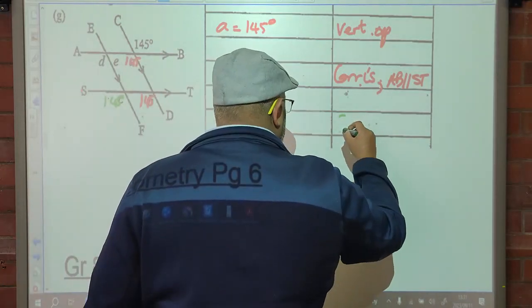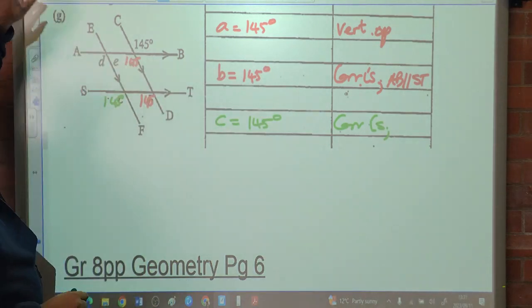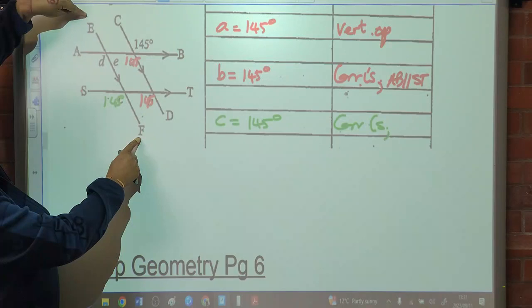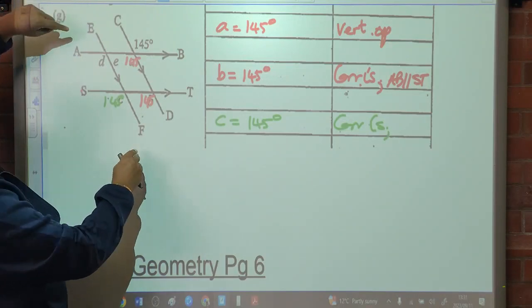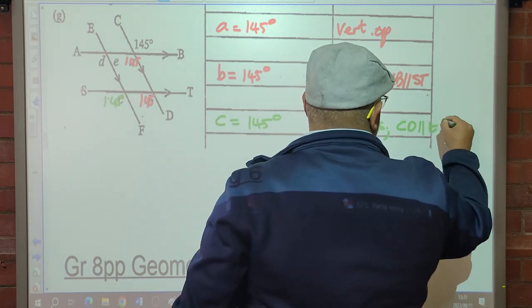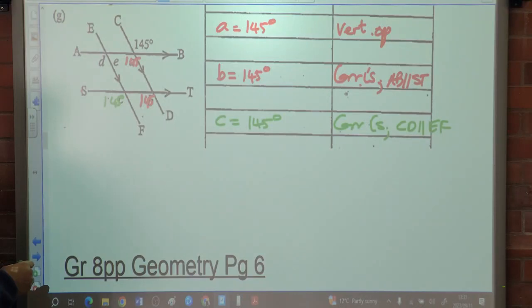Why? Corresponding angles. Now it's no more AB is parallel to ST. It is now CD is parallel to EF. You guys understand? CD is parallel to EF. Okay. Looking at D.